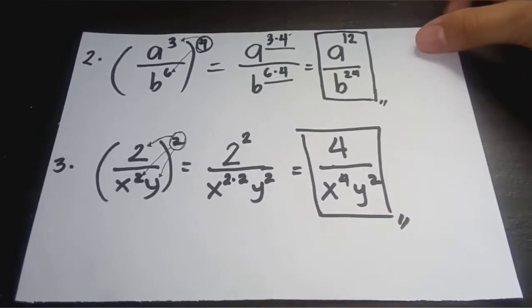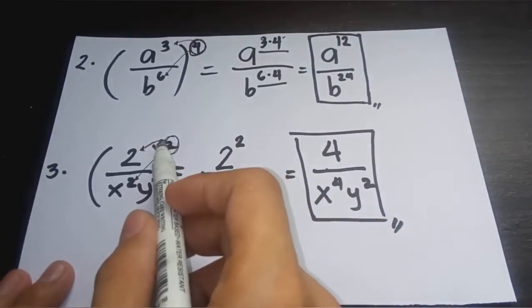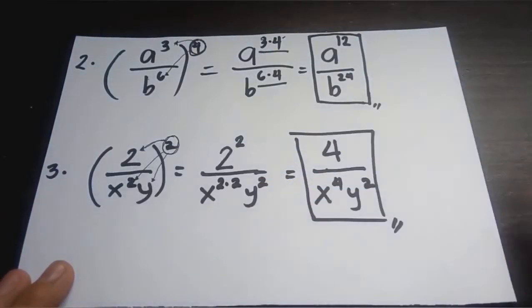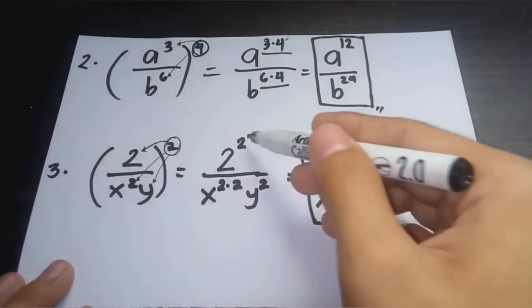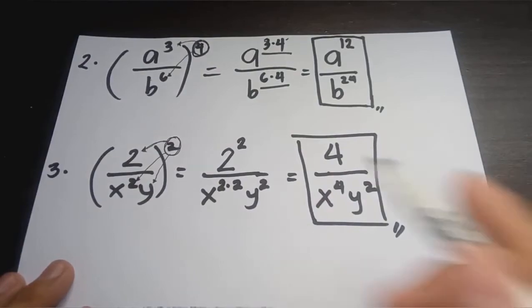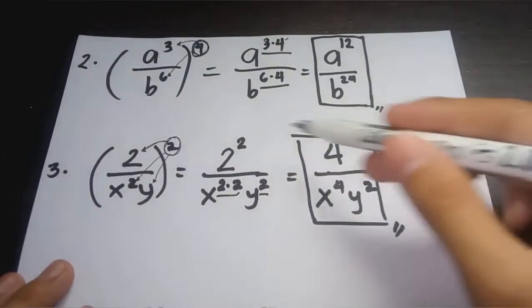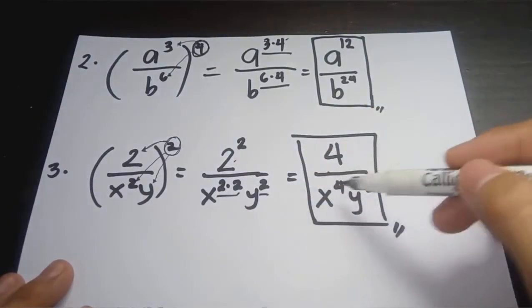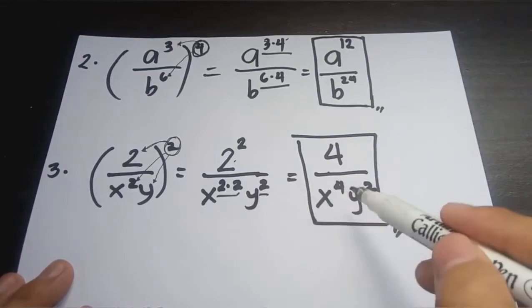So next, sa number 3 naman po, 2 over x squared y, all raised to the second power. So ang nangyari, dinistribute niya si 2 na nasa labas, i-distribute sa bawat exponent ng kanilang mga base. And then ang mangyayari ito, 2 squared all over x to the 2 times 2, and then y squared to the 2 times 2, that is 4, all over x to the 4, y squared.